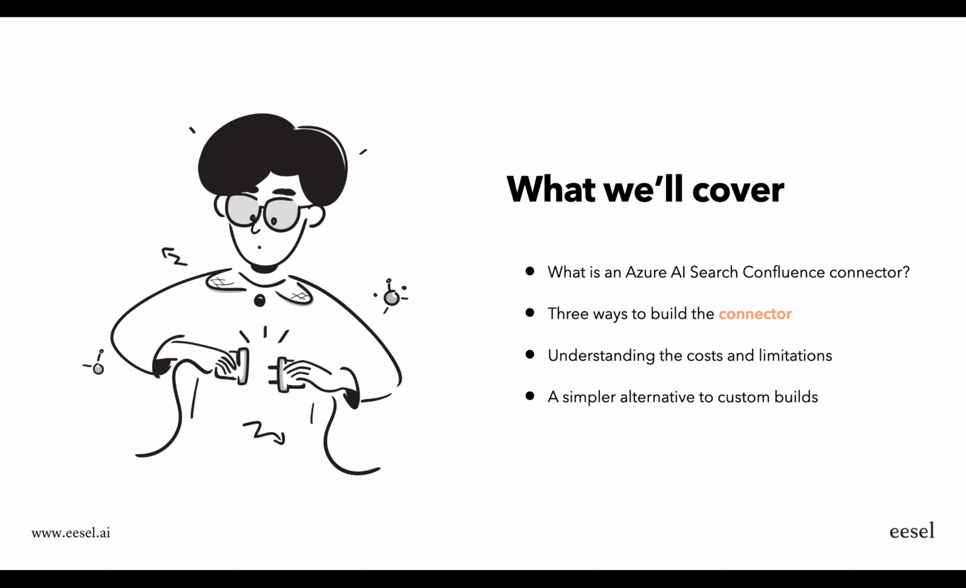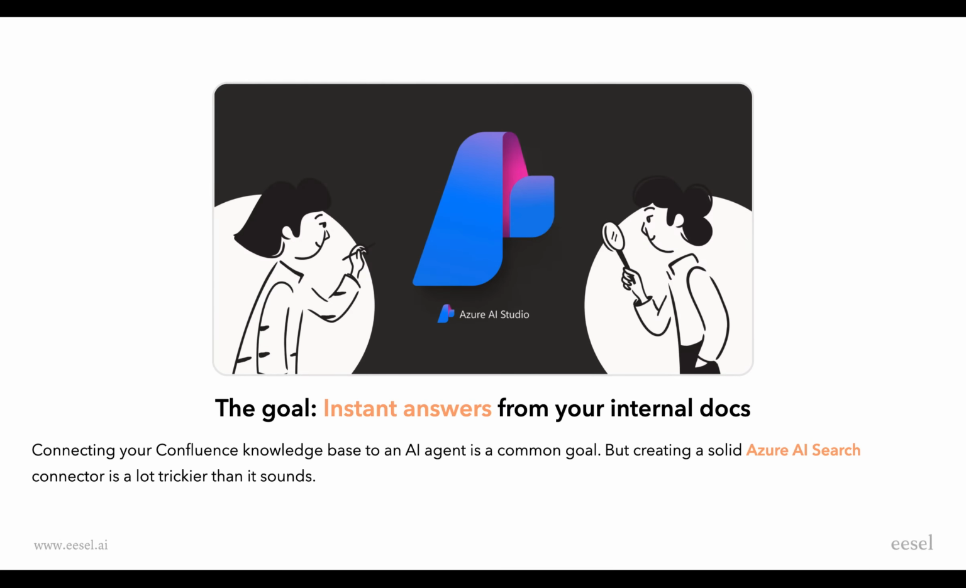We'll define the connector, look at 3 ways to build it, understand the complex costs, and finally, discover a simpler alternative. The key takeaway here is that you don't always need a custom build. Ultimately, the goal is to get instant, accurate answers from your internal documents. While connecting Confluence to an AI agent is a common objective, creating a robust Azure AI Search connector is actually much trickier than it sounds.